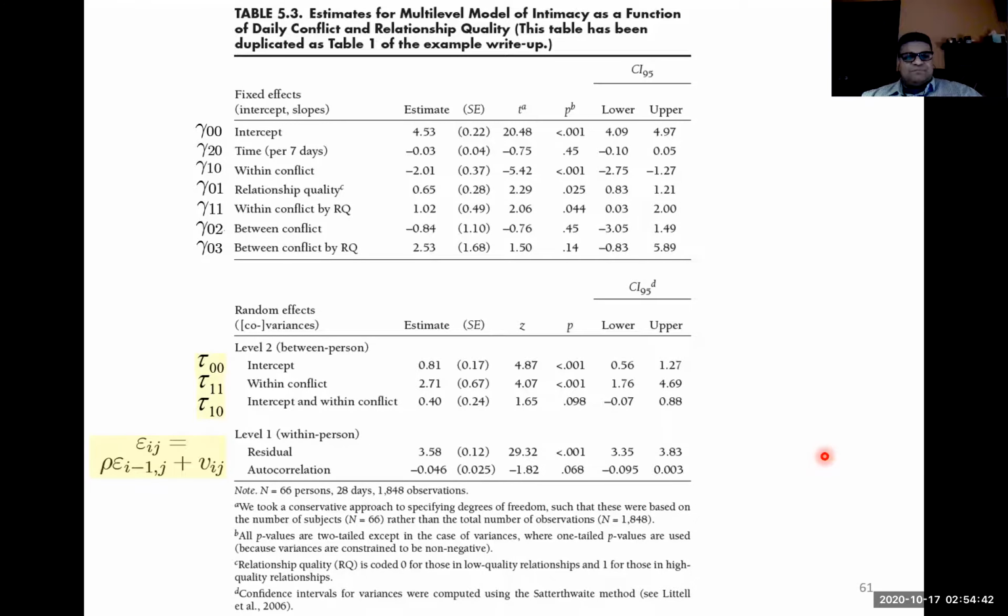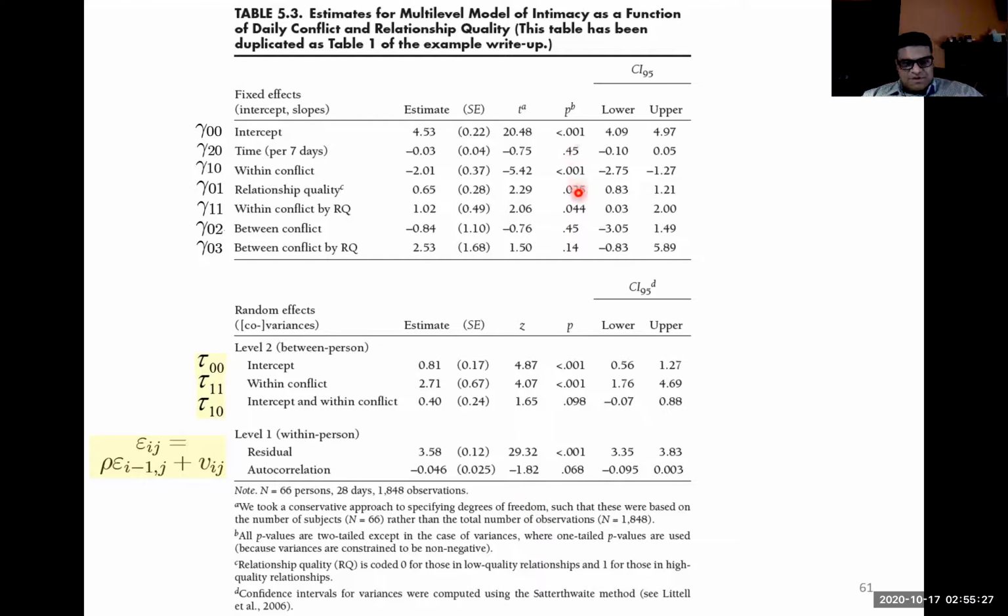Okay, here's a table, and this table is in APA format. This is an example of what we would recommend being reported for results of this kind, data of this kind. Here are the fixed effects, and it's t values where the degrees of freedom, as you can see down here in the table, are based on 66 rather than the total number of observations. Okay.